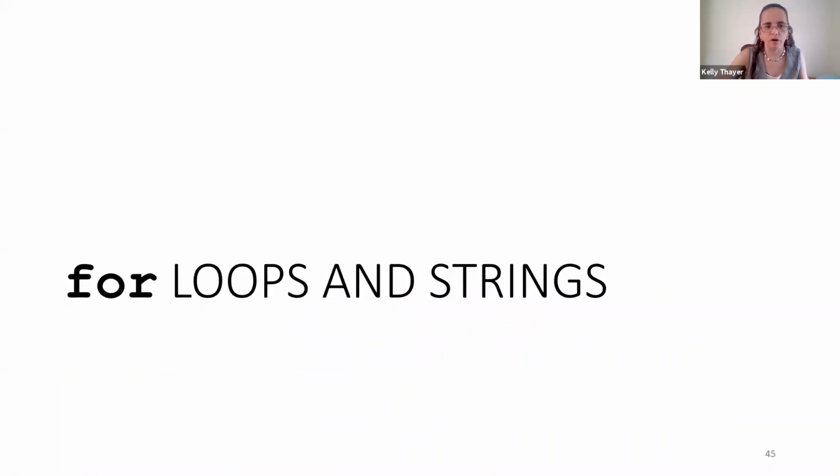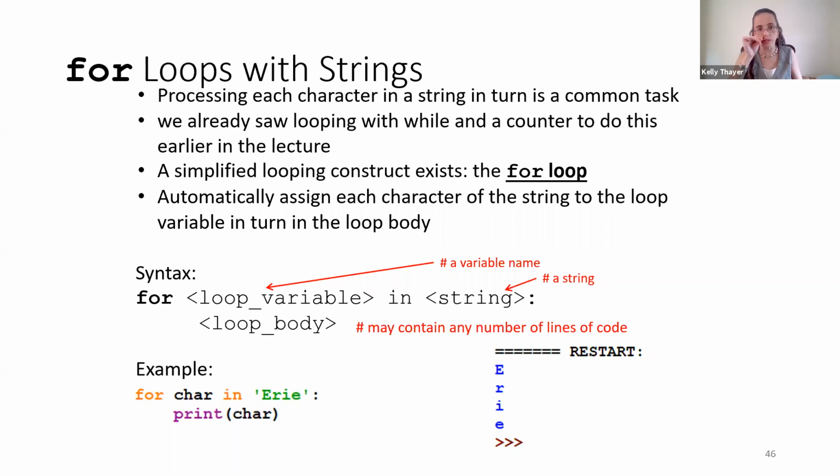Next, let's talk about for loops and strings. So for loops, as you might recall from last week, is another way of looping. For loops are very useful because they are a kind of automated version of while, if you will. Not exactly. There are a couple of things that are a little bit different, but it's a useful tool.